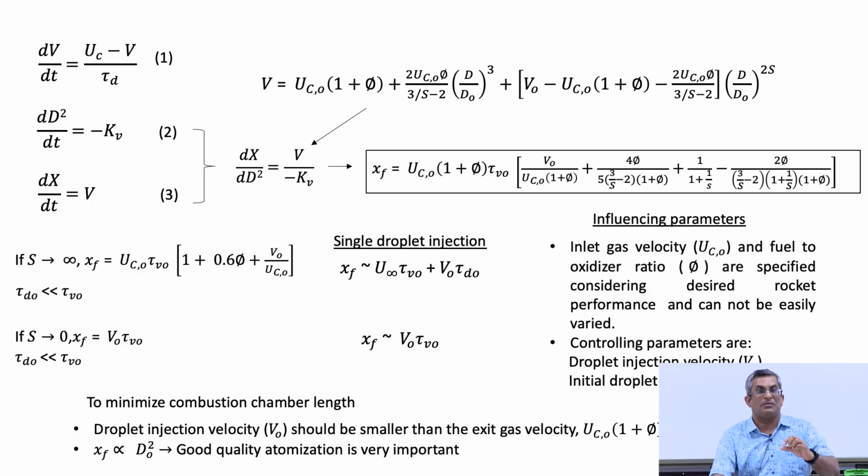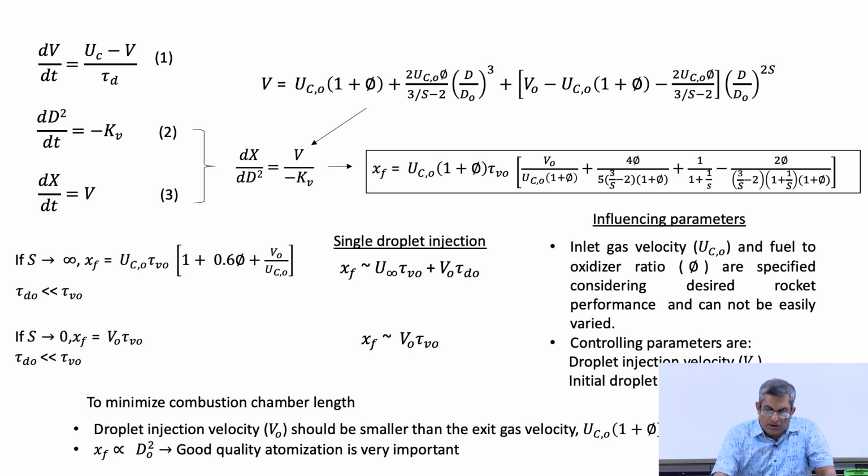But also we get some quantitative information. It is not only that we get this information in a qualitative sense. So you look at this parameter. This is basically initial injection droplet velocity divided by, what is this? This is the exit velocity. We derived this expression just before. So this represents the ratio of the droplet velocity at the entry to the exit velocity at the exit of the combustion chamber. So this means that you have to make sure that this ratio is low.